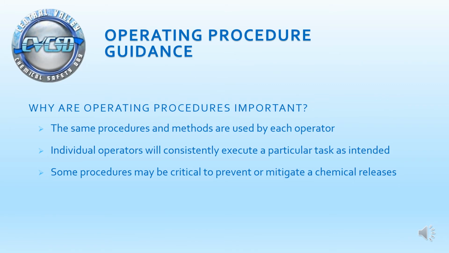So why are operating procedures important? Well, it's important that the same procedures and methods are used by each operator. They shouldn't be deviating depending on who's performing the operation. We also want those individual operators to consistently execute a particular task as it's intended. And some of these procedures may be critical to prevent or to mitigate a chemical release, and would definitely have some effects or potential effects on employees or the public.